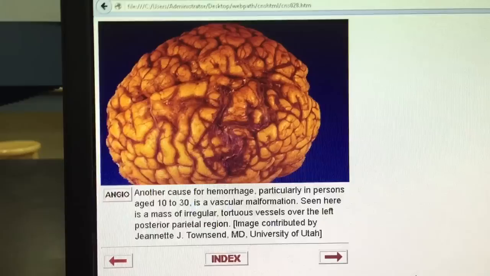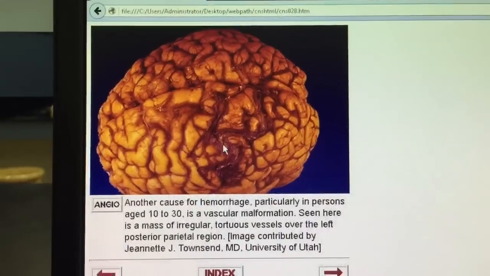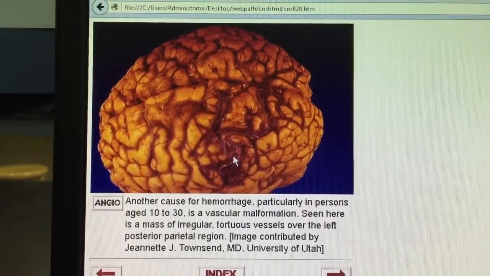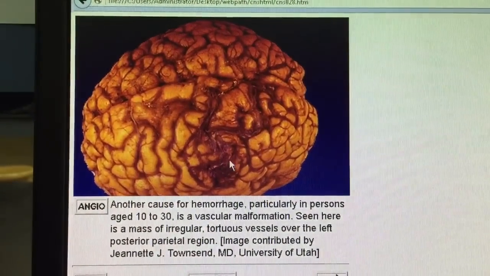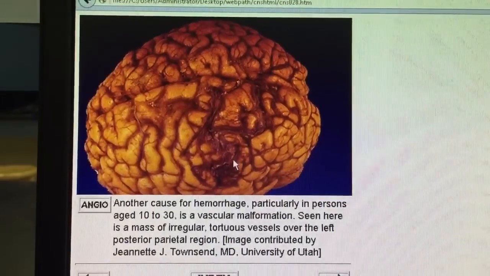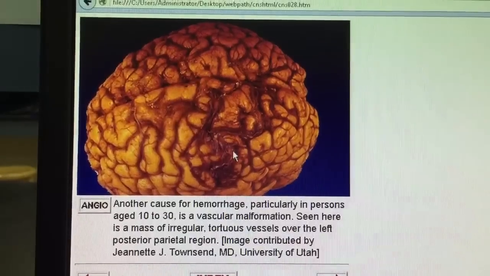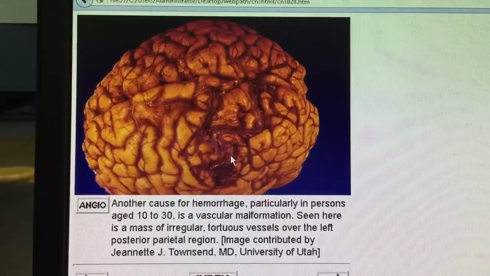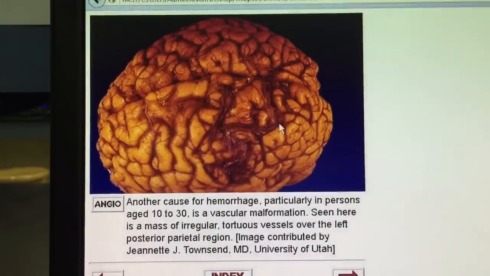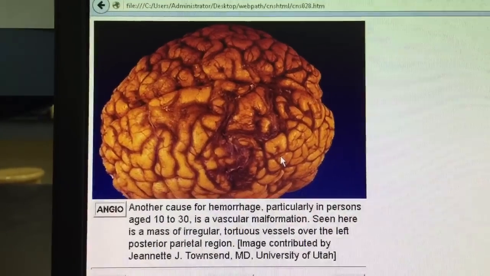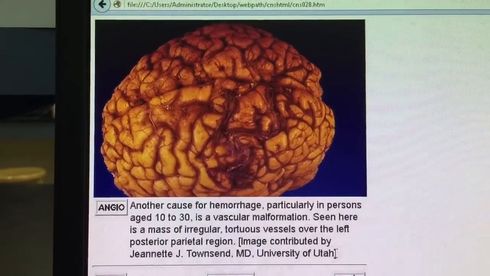Shall we start? Here in this photograph we can see irregular tortuous vessels. This one is called arteriovenous malformation. This is commonly seen in 10 to 30-year-old patients. This one is easy to bruise and then lead to hemorrhage. Okay? Commonly misdiagnosed as a mass because it's a collection of tortuous vessels.